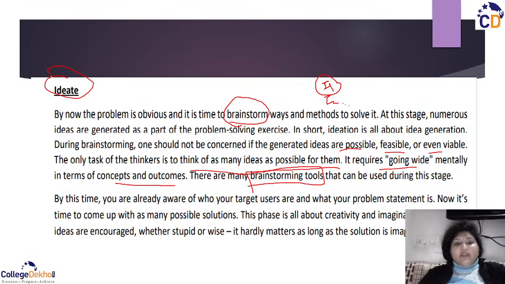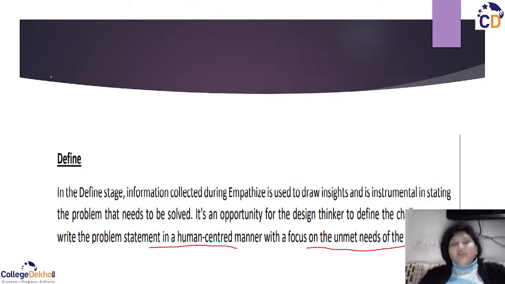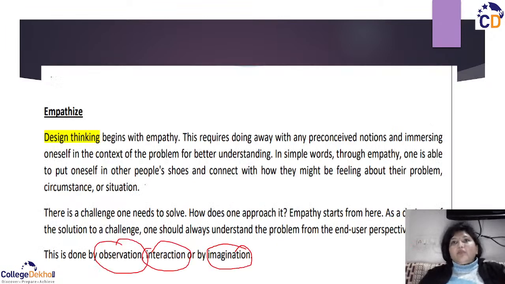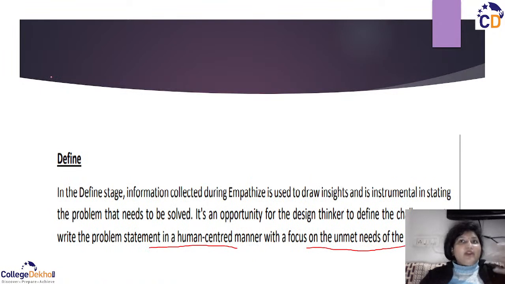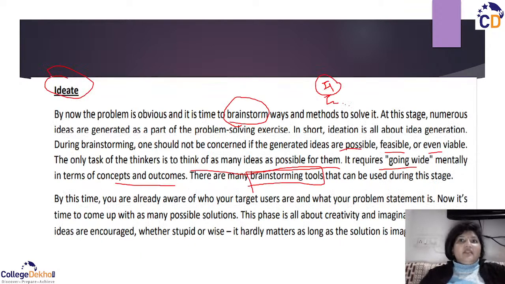By this time you are already aware of who your target users are and what your problem statement is, because we have already seen what the person is actually facing. In this phase you have identified the root cause of the problem, like this is affecting that, right? And then only you can provide the solution, then only you can ideate, then only you can give an idea to solve the problem, right? Now it's time to come up with many possible solutions. This phase is all about creativity and imagination.